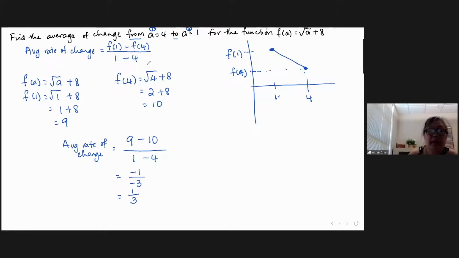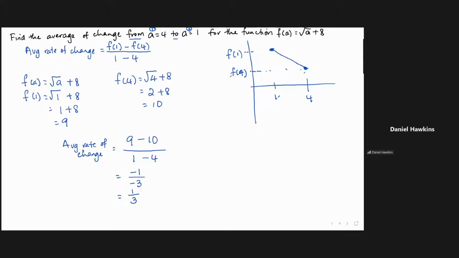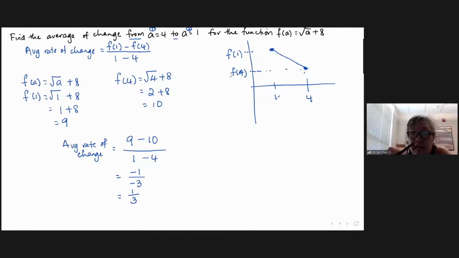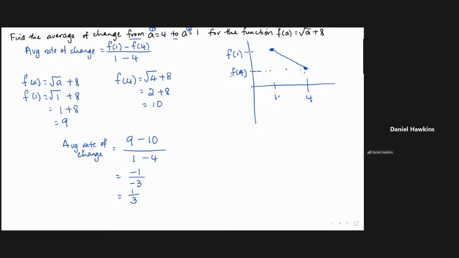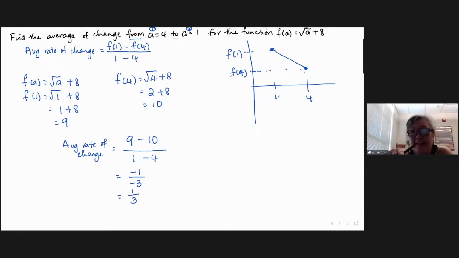It's an input and output question as well as an average rate of change question. Say that again, the last bit again, Daniel. It's an input and output question as well as an average rate of change question. Yes, two in one. It is, you're right.